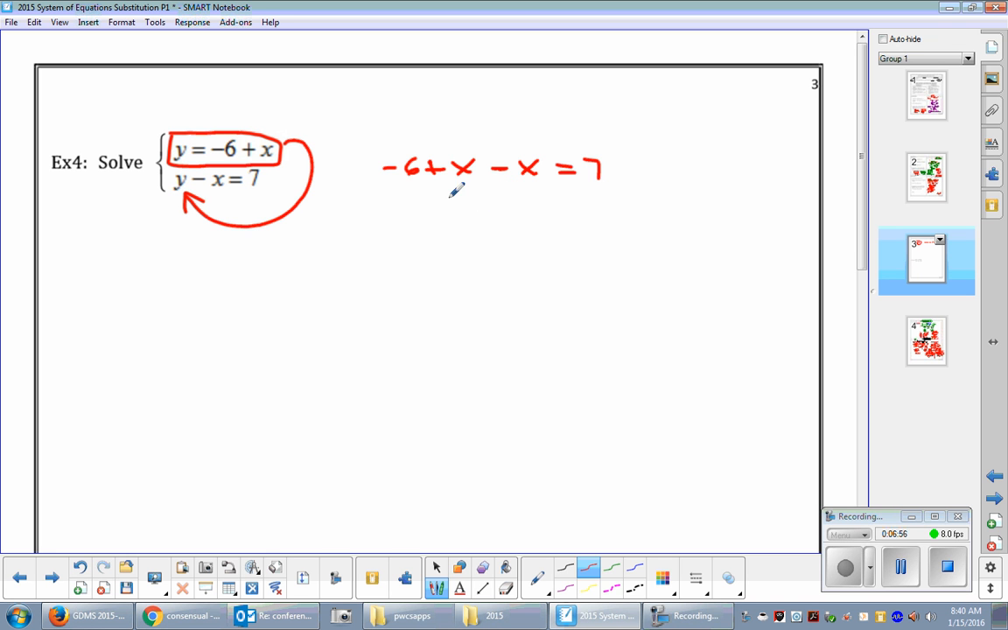So the 0, right? So I will just have negative 6 equals 7. So what can you say about negative 6 equal to 7? Okay, this one is actually false. Negative 6 is not equal to 7. Okay, so this one is false. Therefore, this system has no solution.